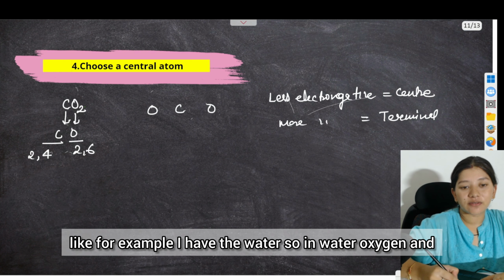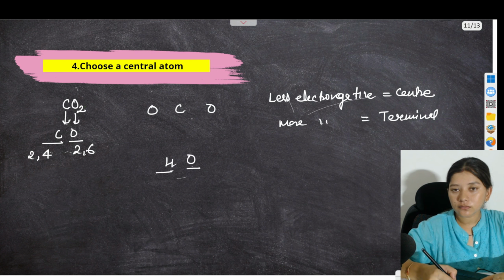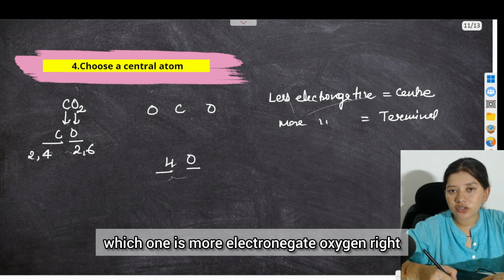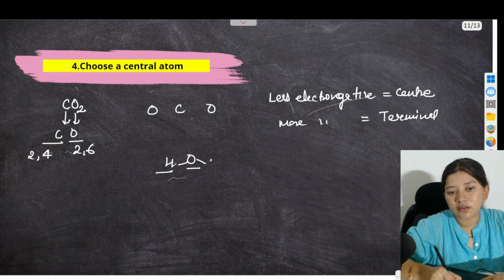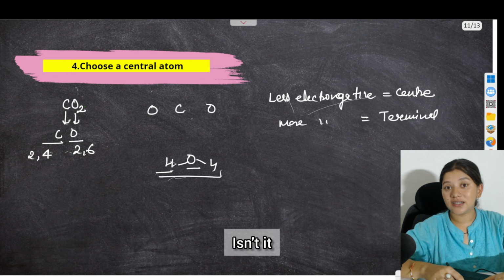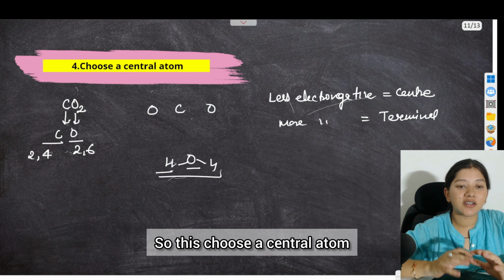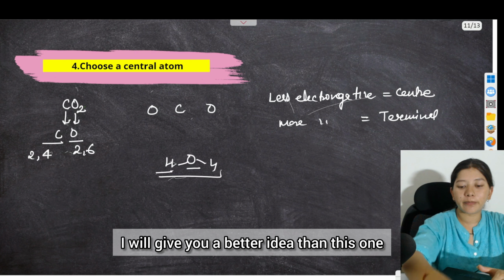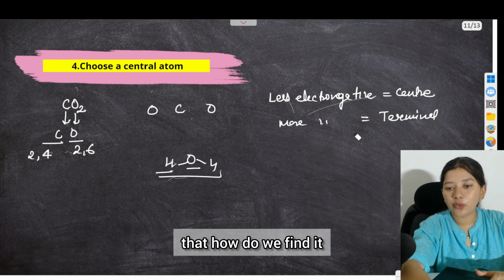But this theory is actually not valid for most of the elements. For example, I have water. In water, oxygen and hydrogen, which one is more electronegative? Oxygen, right? But oxygen is present at the center, isn't it? So that is a problem. So, to choose a central atom, I will give you a better idea than this, of how we find it.